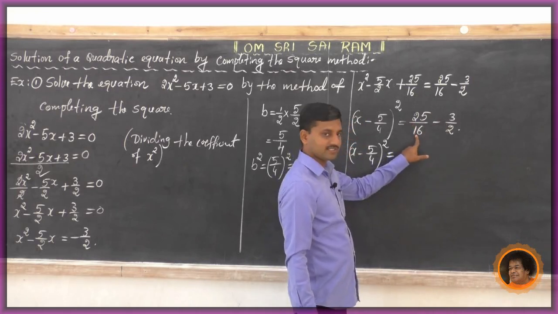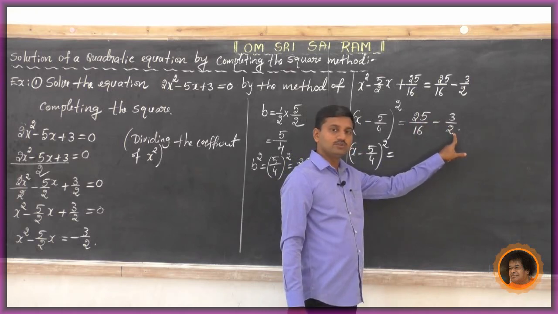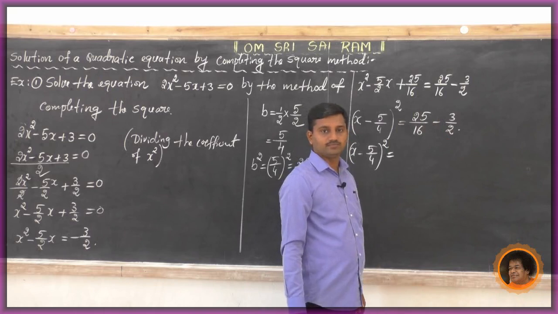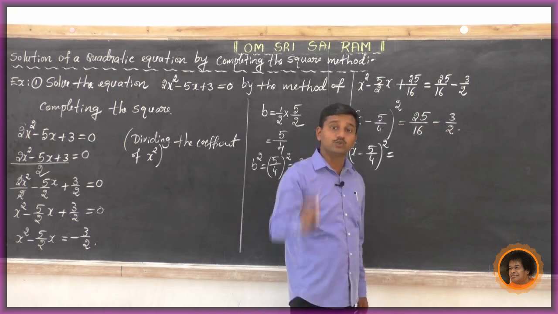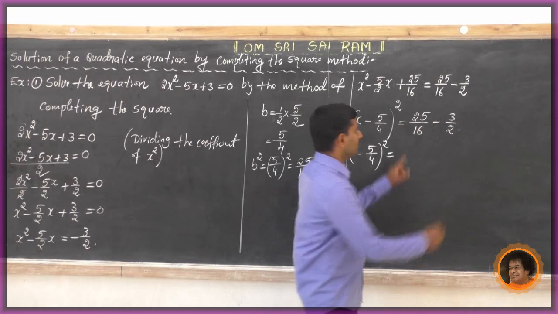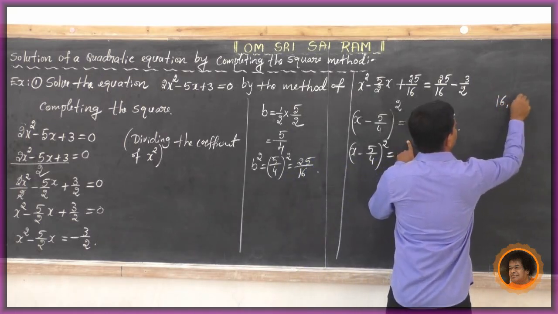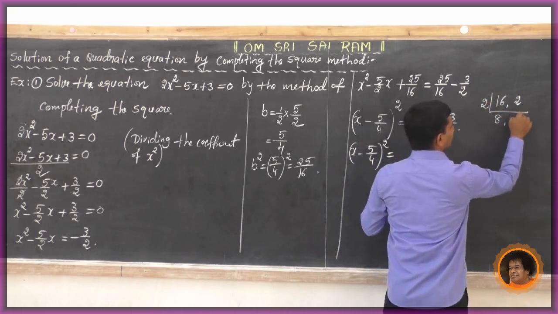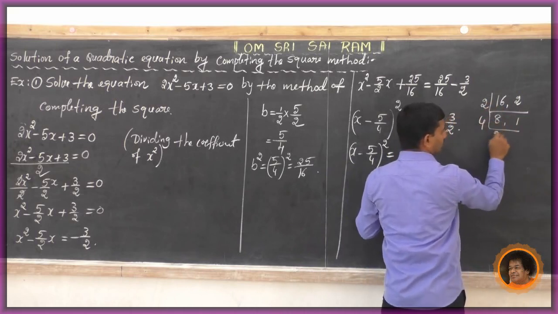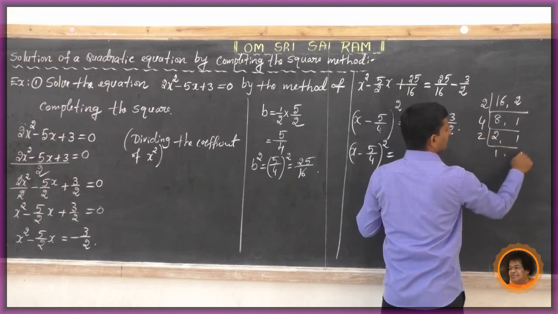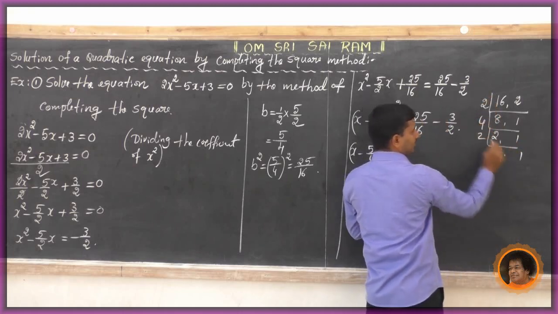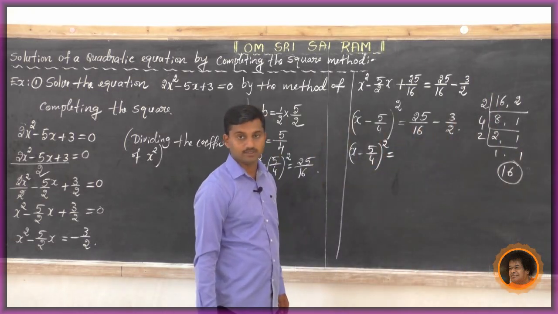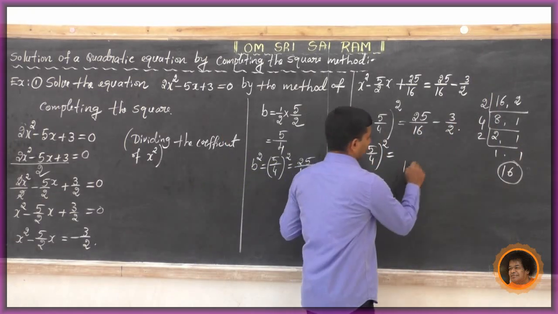Here the denominator is 16, here the denominator is 2, so take the LCM, or equalize the denominator. How to equalize the denominator? By taking the LCM of 16 and 2. 2 eights are 16, so the LCM is 16, the least common multiple. So the denominator is 16.